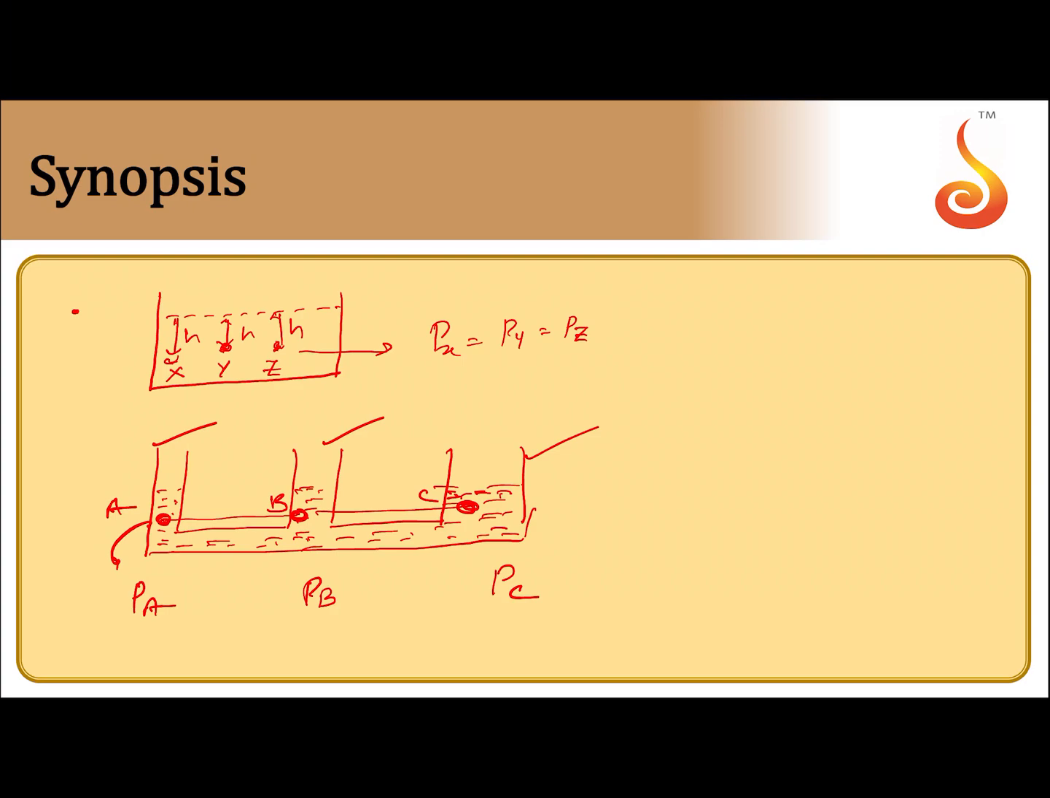This Pascal's law can also be represented in a slightly different way. It tells us that if an external pressure is applied in an enclosed fluid, it is transmitted undiminished to every portion of the fluid and to the walls of the container as well. So this is what is known as Pascal's law, another version of Pascal's law.